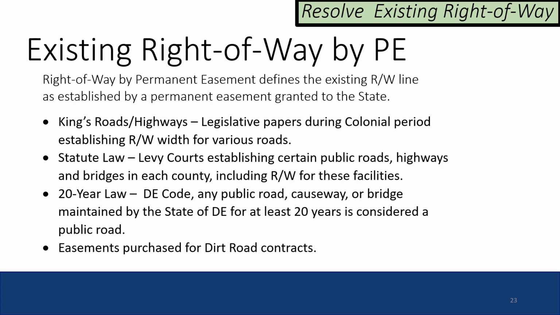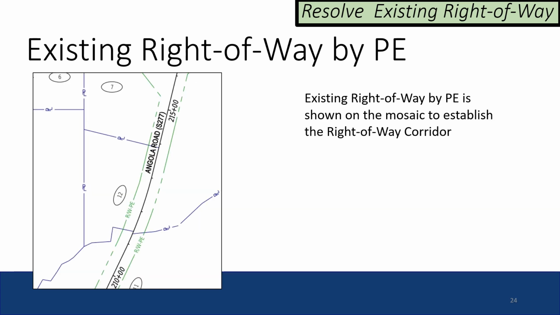Right-of-way by permanent easement defines the existing right-of-way line as established by a permanent easement granted to the state. Easements such as King's Roads and Highways, statute law, 20-year law, and dirt road easements are shown as right-of-way by permanent easement on the right-of-way plans. Existing right-of-way by permanent easement is shown on the mosaic to establish the right-of-way corridor.